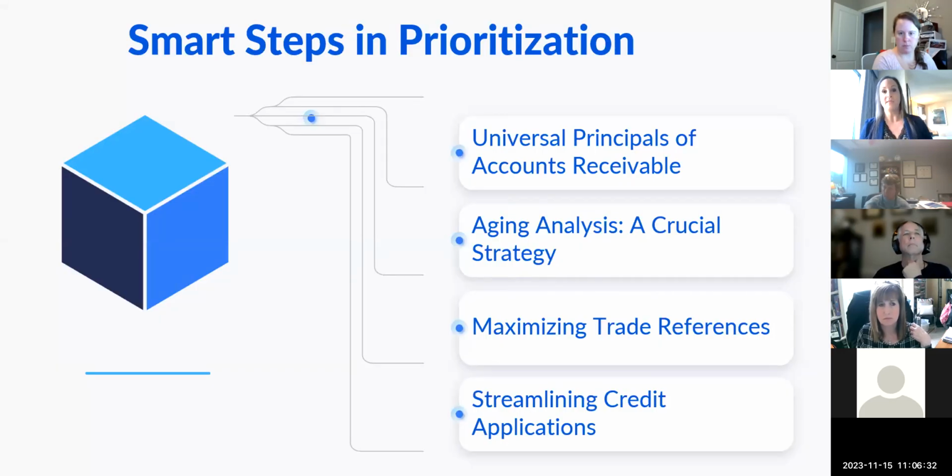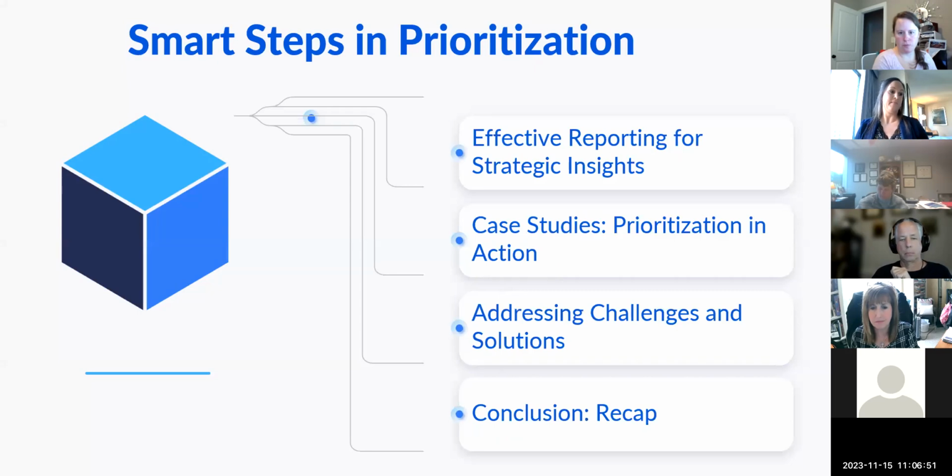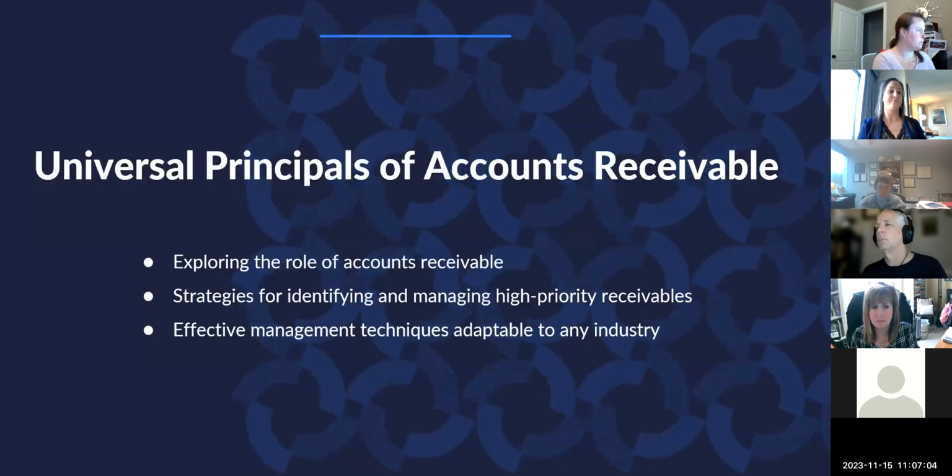So right off the bat, there are 8 steps within the prioritization for credit management. We got the universal principles of accounts receivable, and we'll talk about each of these categories. Aging analysis, obviously that's a crucial step. Maximizing trade references, streamlining credit application processes, effective reporting of strategic insights. I got a couple case studies for you just to show how a couple other companies have utilized this information. Addressing challenges and solutions, and then just a recap at the end.